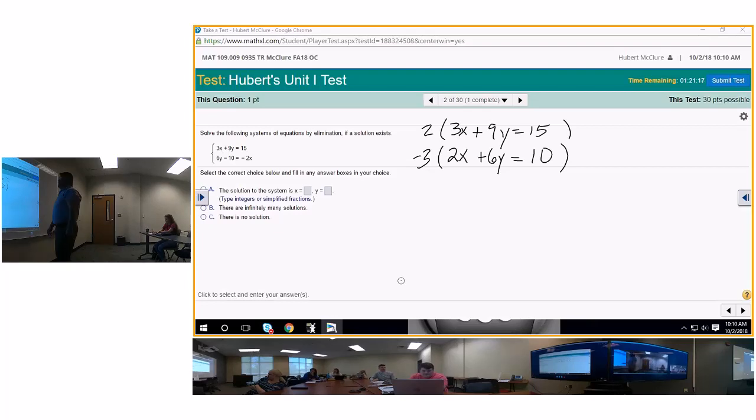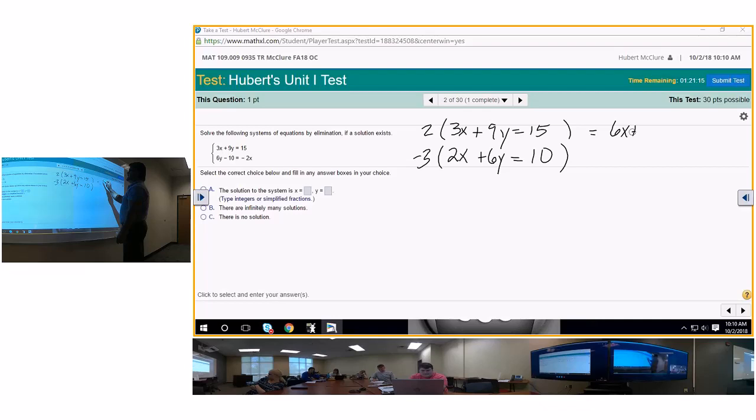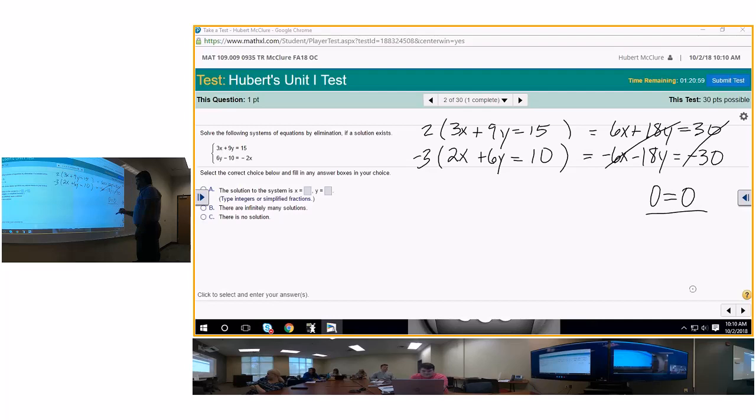All right, so that's going to give us 6x plus 18y is equal to 30. And then down here, we've got -6x minus 18y is equal to -30. Everything cancels, so that is the identity, which says that it's a true statement. And if it's a true statement, that's the identity proof, which means that the answer is all what? All real numbers. If it's true, it's all reals.